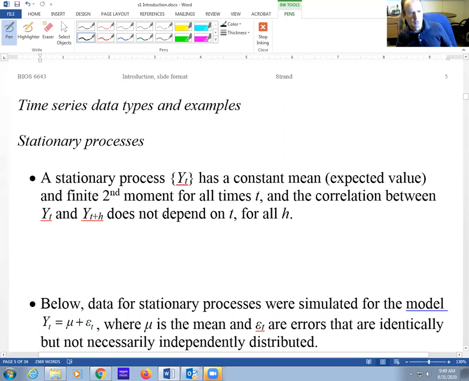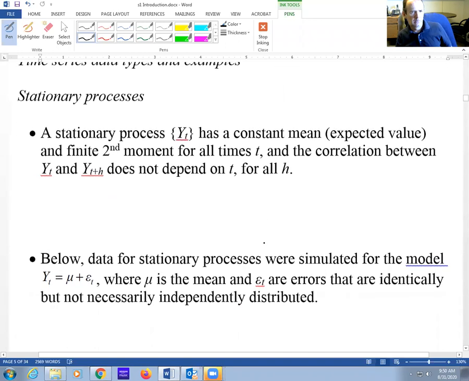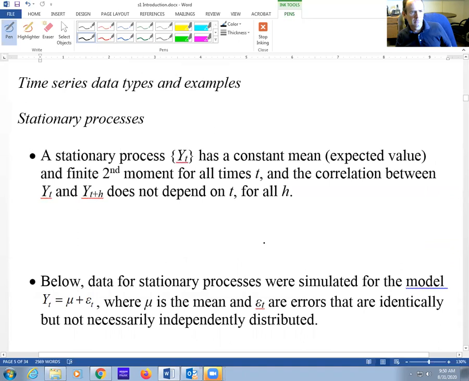And the correlation between responses at 2 time points does not depend on t for all spacing h. Okay, I'll illustrate that as we go forward.